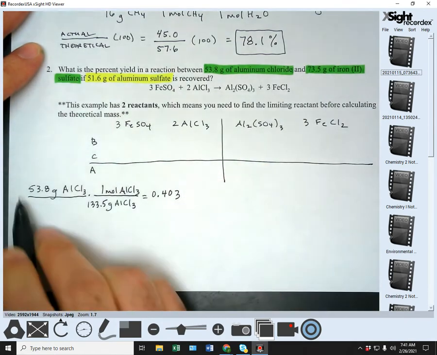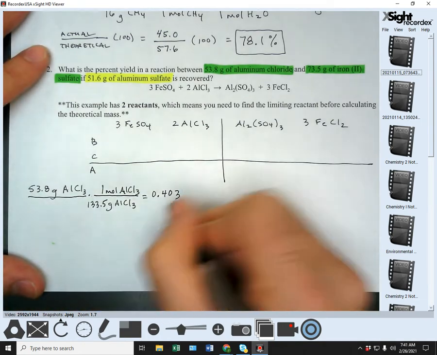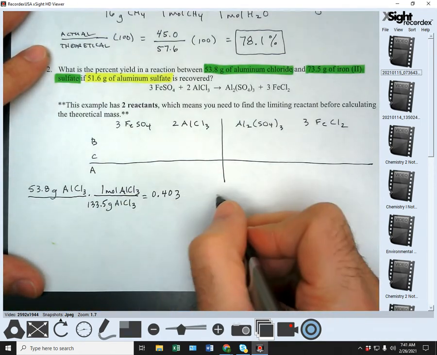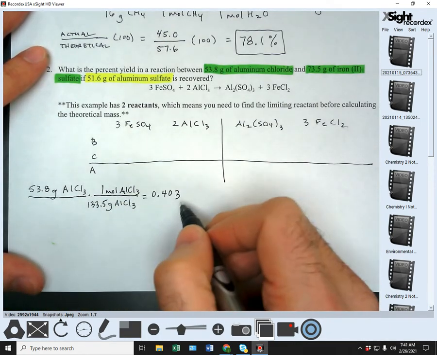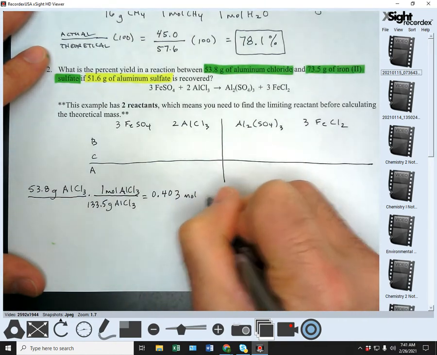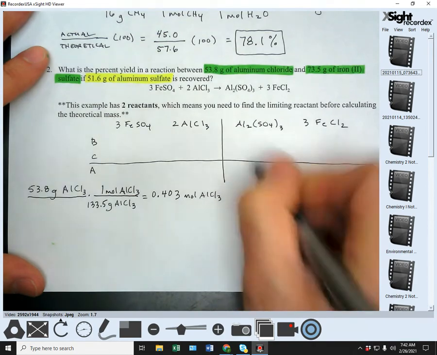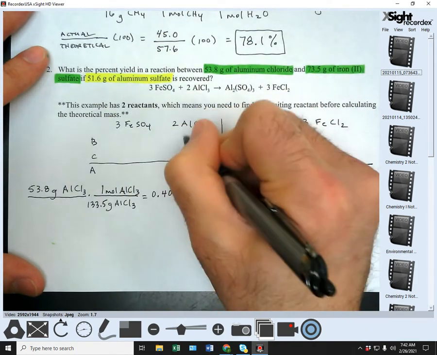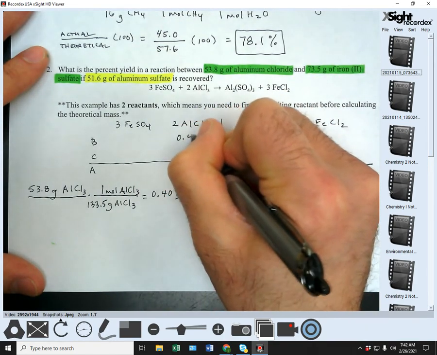I'm going to go to at least as many significant figures as we have here. So 0.403, you can keep going. You can take it out longer if you want. Just don't make it a lot shorter because it can mess your numbers up. Moles of the AlCl3, right? So that's going to go up here. Remember, that's the number before. So that's the number of moles, 0.403.